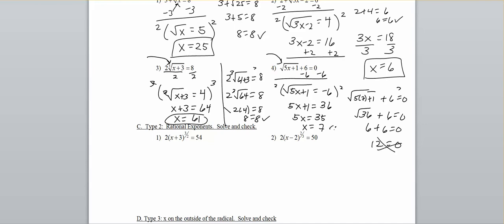This is not going to be a solution. I'm going to reject this. Since I only had one solution and it didn't work, the answer to the problem is no solution. And I want you to go back and look.